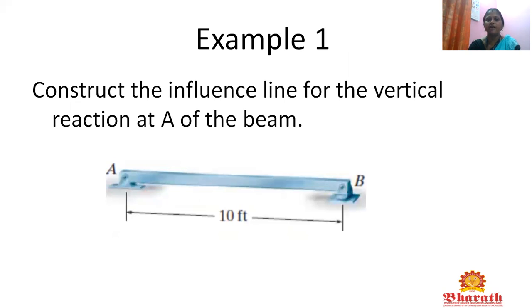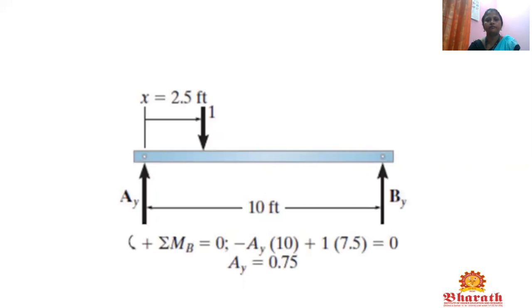Next, this is example 1. For this example, construct the influence line for the vertical reaction at A of the member. In this AB span, at a distance of 10 feet, we have to draw the influence line diagram for the reaction at point A. Coming to the solution, look at the picture. AY and BY are the reactions acting at points A and B. Here one unit force is acting at a distance from A.